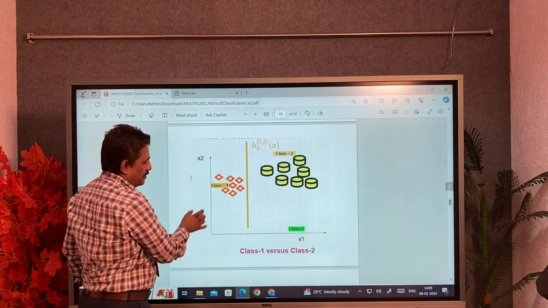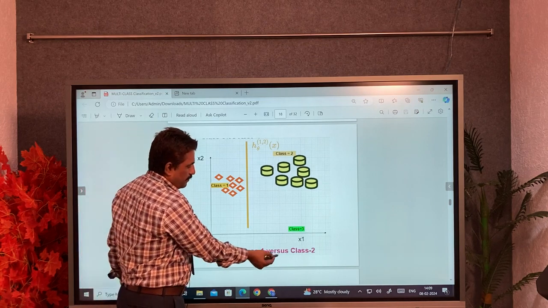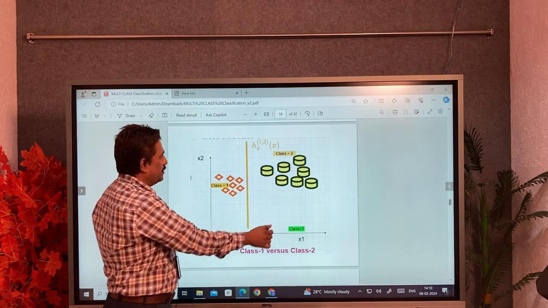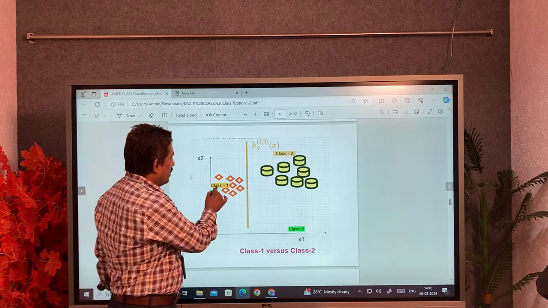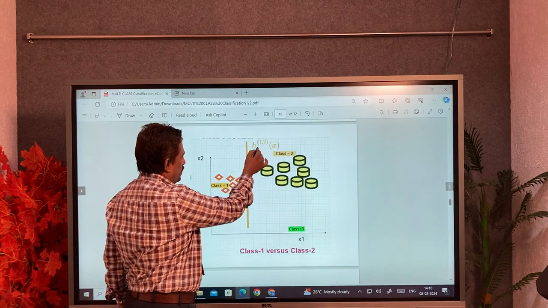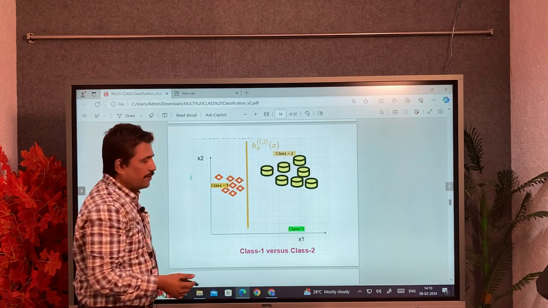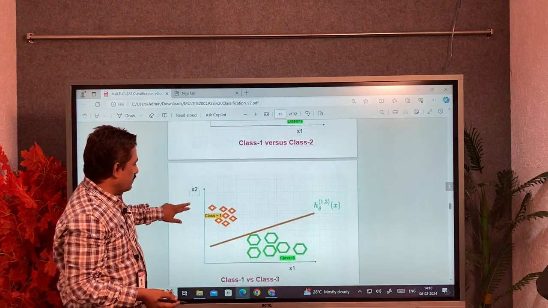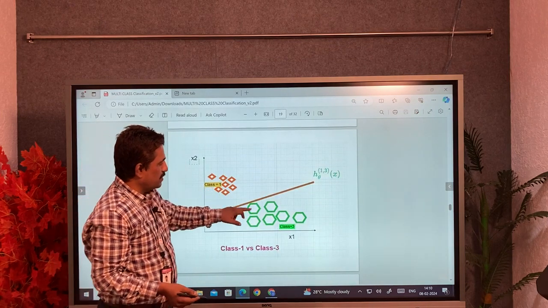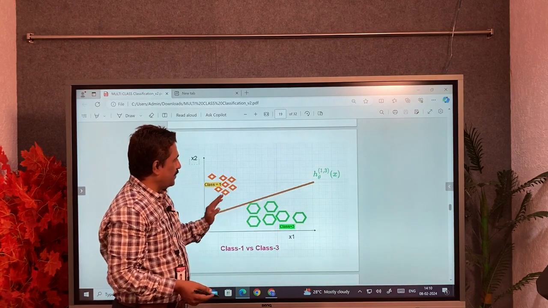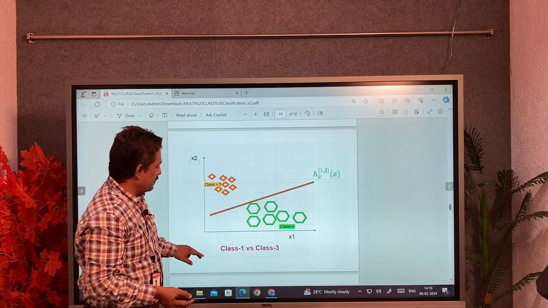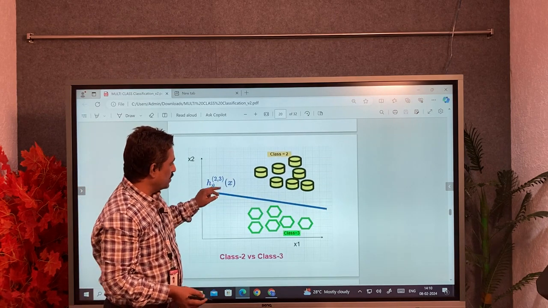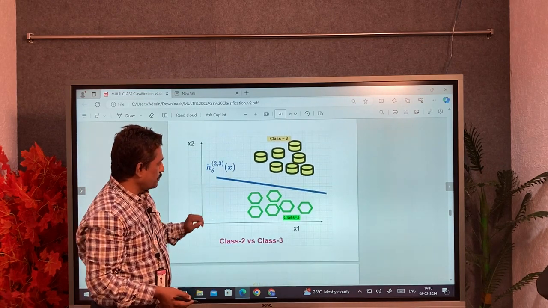So you can observe this is nothing but class 1 versus class 2. Now you can see there is no class 3, okay, we have deleted it. So learn a decision boundary between class 1 and class 2, which is H12, that separates class 1 and class 2. We can use logistic regression, okay. Similarly class 1 versus class 3: learn a decision boundary between class 1 and class 3, okay. Similarly 2 versus 3: learn a decision boundary or hypothesis H23 between class 3 and class 2, okay.